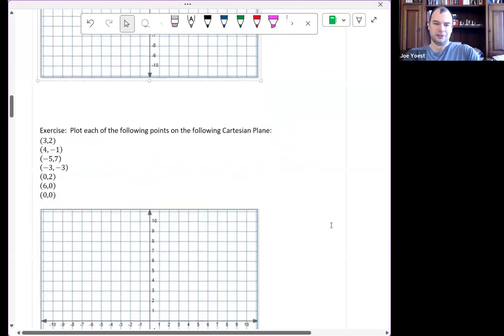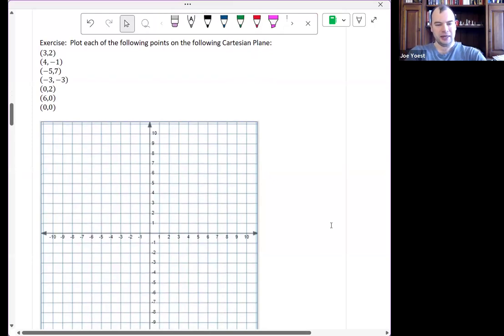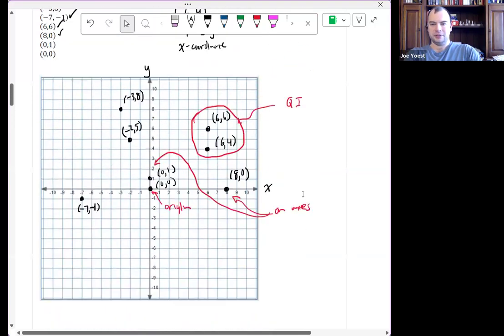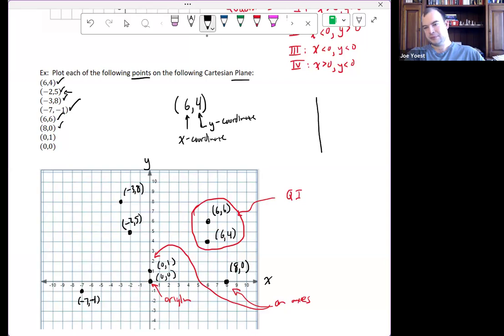Okay, let's go through an exercise. Maybe take about 2 minutes or so. This shouldn't take very long. Plot these points on a graph. And again, if you don't have graph paper, you don't need graph paper. We could have drawn our own graph.